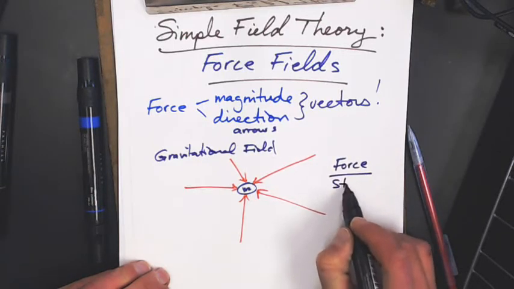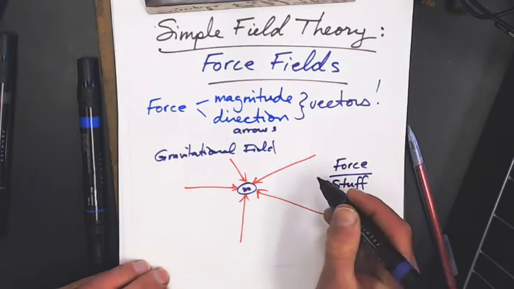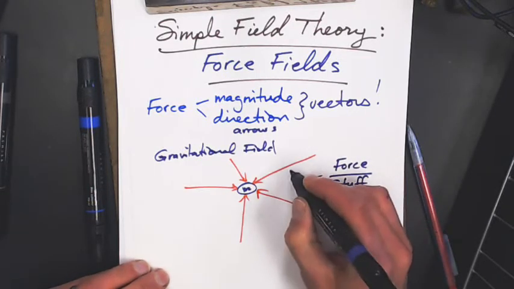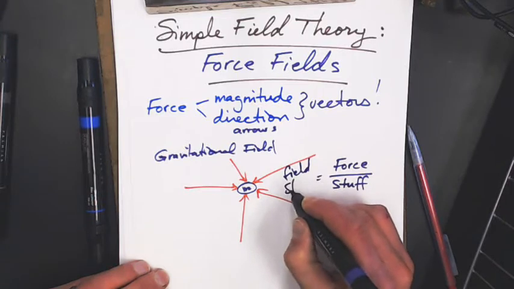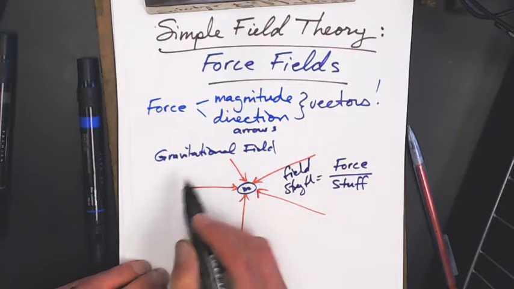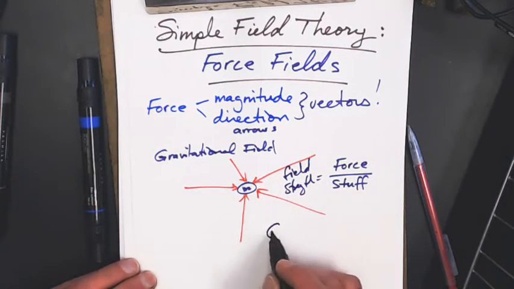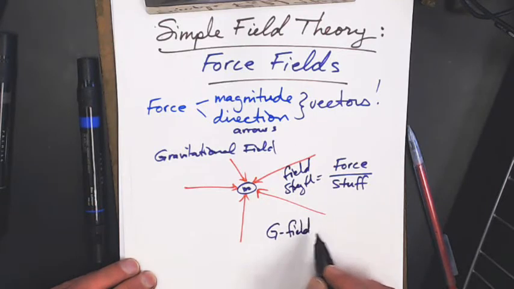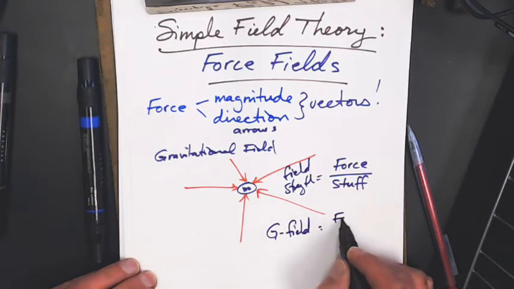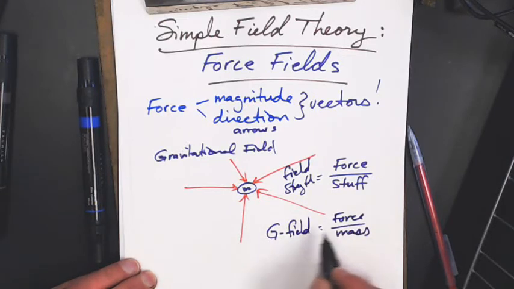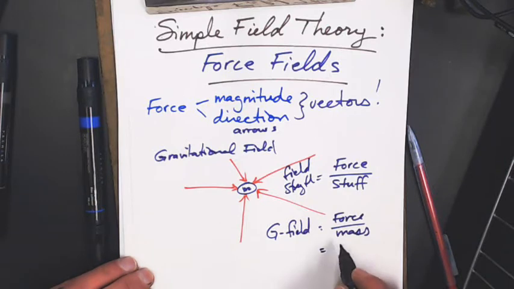So field strength, if we're looking for the value, the magnitude is the force per stuff, the thing that interacts with the field. So here I have a G field. The gravitational field strength is going to equal the force per mass, because in this case, gravity is exerted by mass. So force is F, mass is M, the G field, let's call it G.